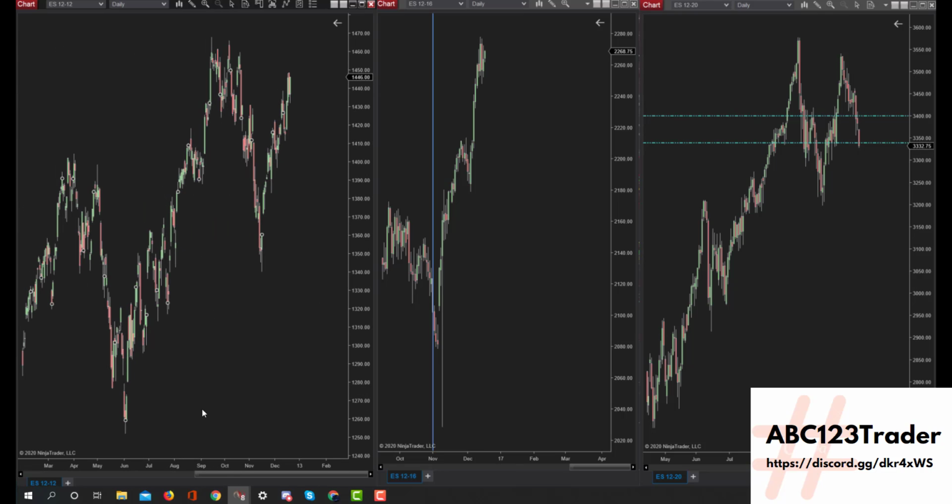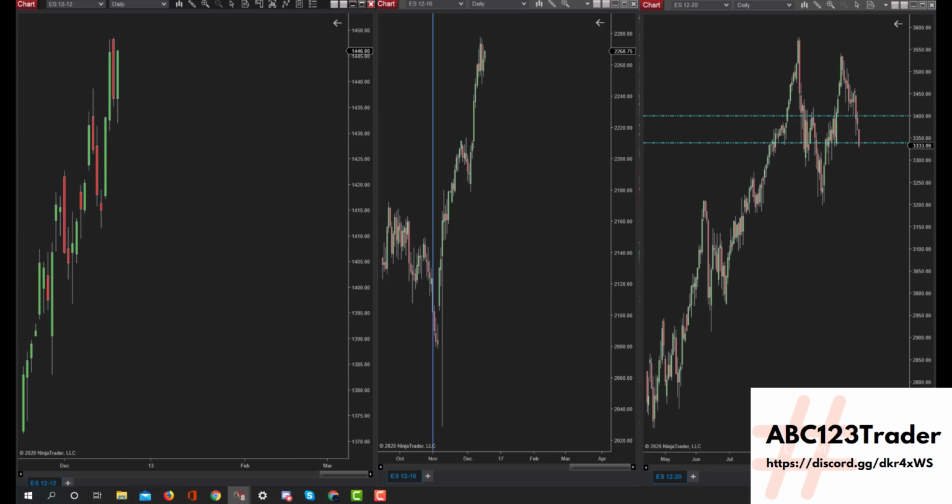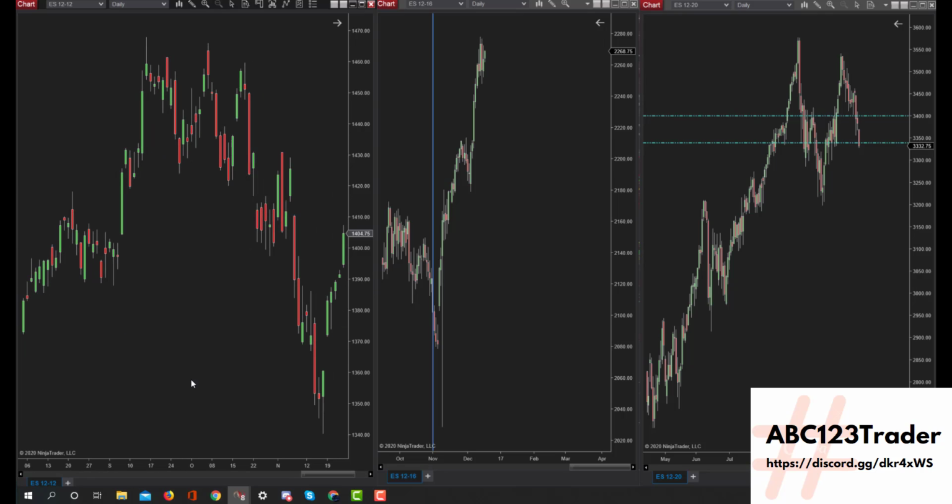So this one is 2012. Look how the pattern's happening before the election. There would be October, November. As you can see, it looks like it's crashing like crazy. It's doing the exact same thing.